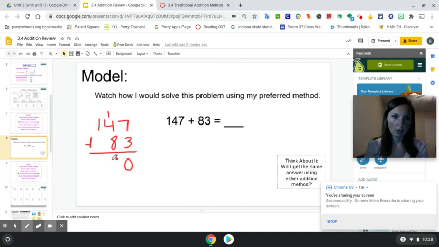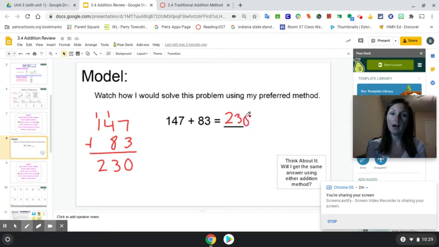Okay, so I'm going to put a 3 here. I know I have to carry that 1 because, again, this is 13. That 1 and that 3 make 13. So now I'm adding up the hundreds. So I'm going to add this one plus this one, which is 2. So my answer is 230.